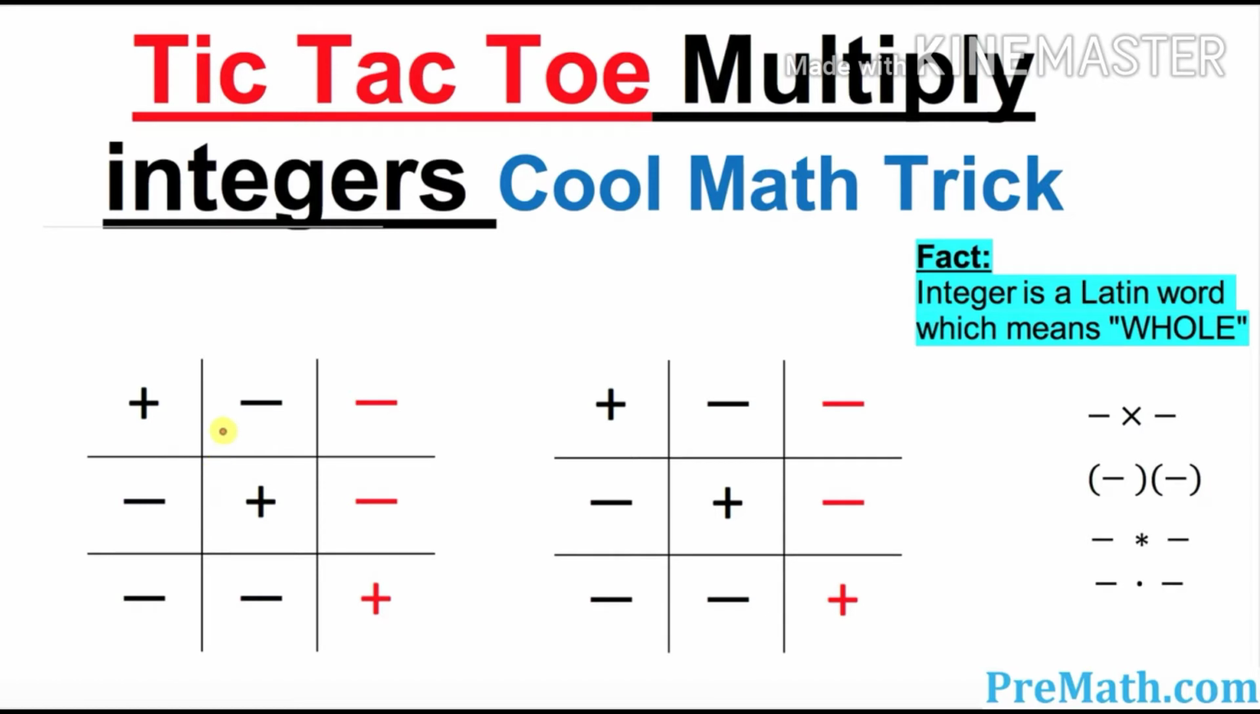Next, we're going to see how positive and negative signs behave when it comes to multiplication. So let's get started. Positive times negative would give us what? Negative. Negative times positive would result in what? Negative. And finally, negative times negative is going to be positive.